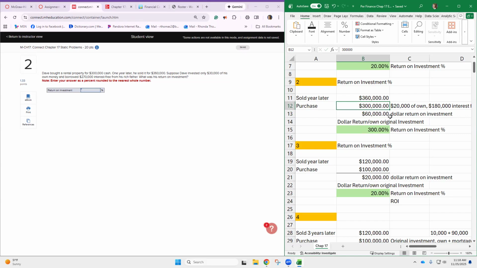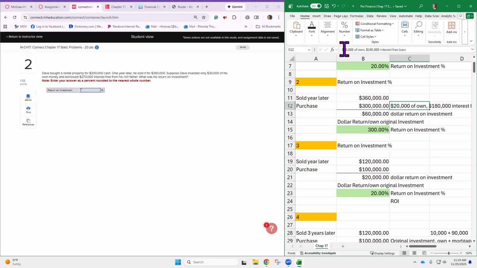Anyway, what was his return on investment? I disagree with this one. I don't like how they're saying that just because he had this much of his own money, he had to have that other borrowed amount. It doesn't really matter who you're borrowing from. He might have borrowed from the bank. To me, it doesn't really matter who you're borrowing from, but I guess I might not be looking at it the right way.